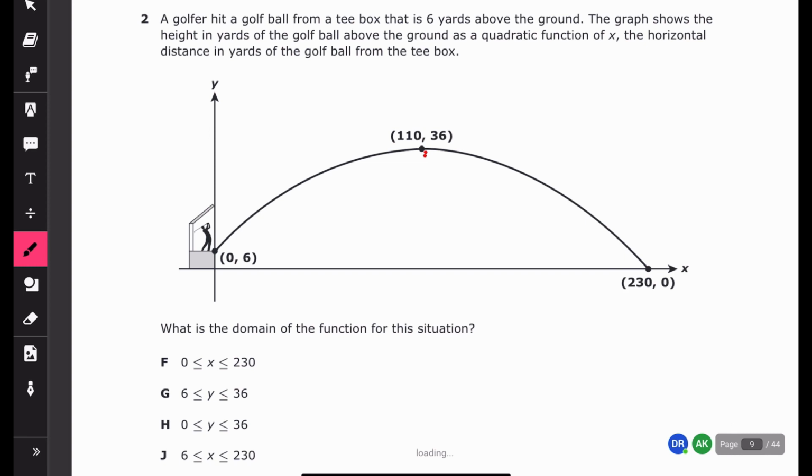Now here it is asking what is the domain of the function of this situation. If you take the domain, you have to take all the x values. So x lies between which two values? Because these dotted lines are given, you're getting a less than or equal to. It is starting from x greater than or equal to 0 and less than or equal to 230. This is the answer because it's very clearly given that the golfer is hitting from here to here. So therefore the domain is x lies between 0 and 230.